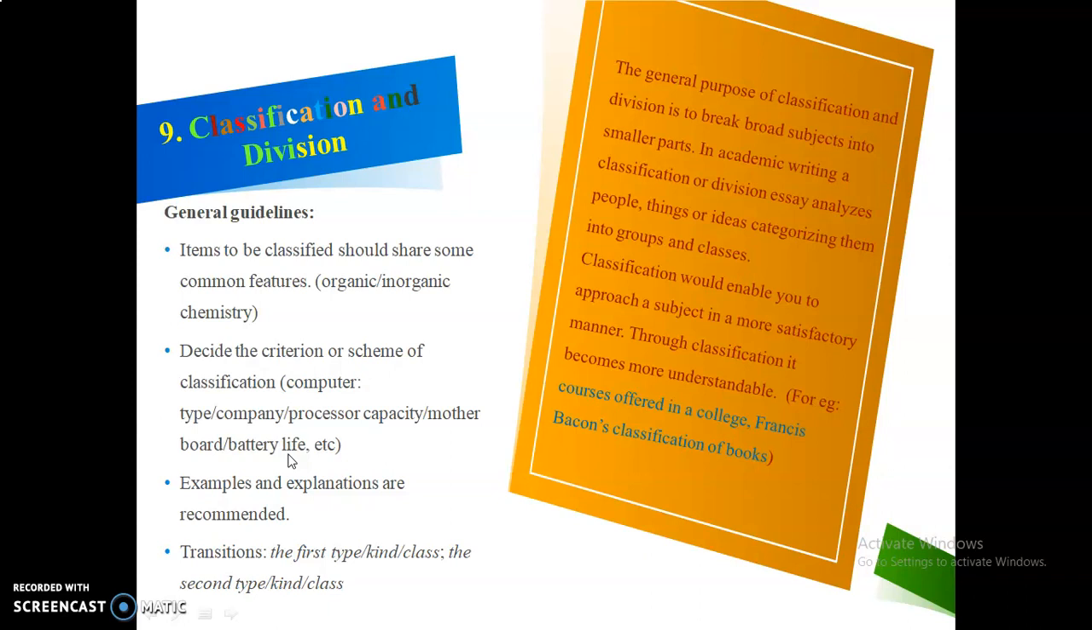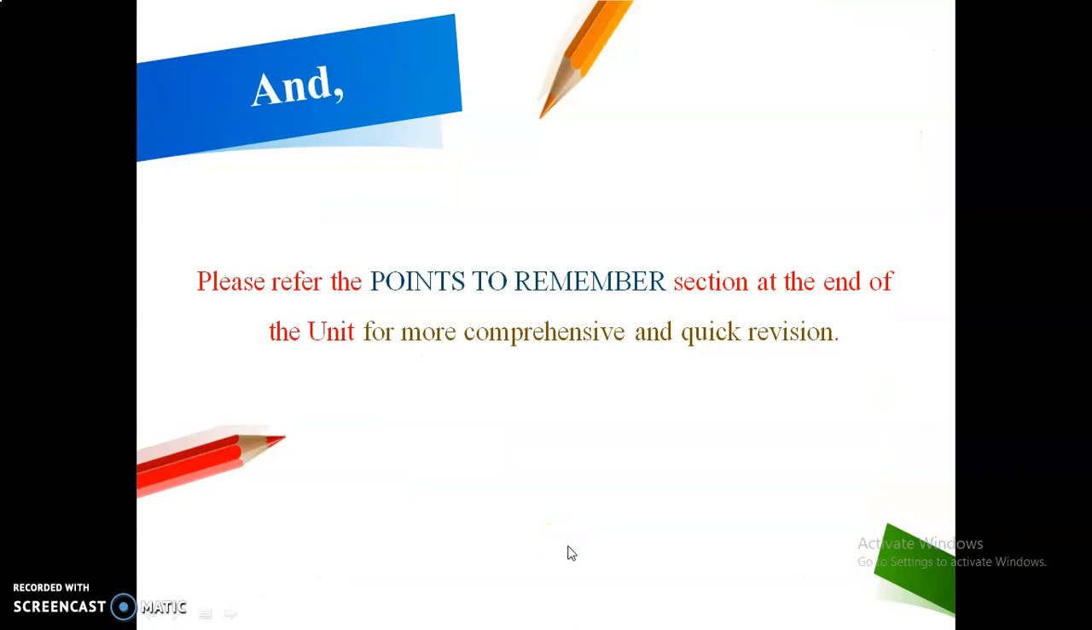In order to give a more detailed and understandable nature, you can include examples and explanations for examples. Then transitional phrases like the first type, the first kind, the first class, etc. Similarly, the second type, the second kind, the second class, etc. are used in this particular kind of writing. So these are all about unit 4 of the academic writing. You need to refer to the points to remember section given at the end of the unit for more comprehensive and quick revision.